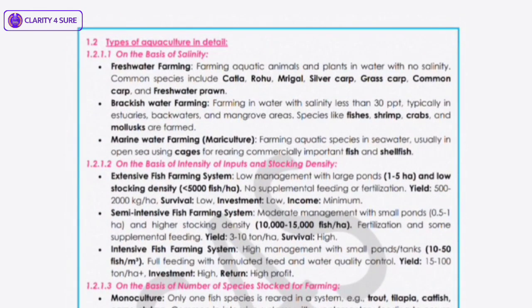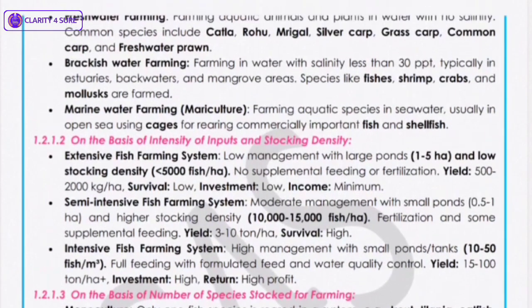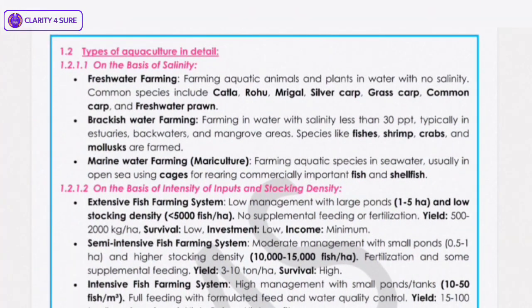Number one is on the basis of salinity. So the first one is freshwater aquaculture. This involves the farming of fish in freshwater sources like ponds, lakes, rivers and reservoirs. That means water with no salinity. Common species include katla, mrigal, rohu, silver carp, grass carp, common carp.